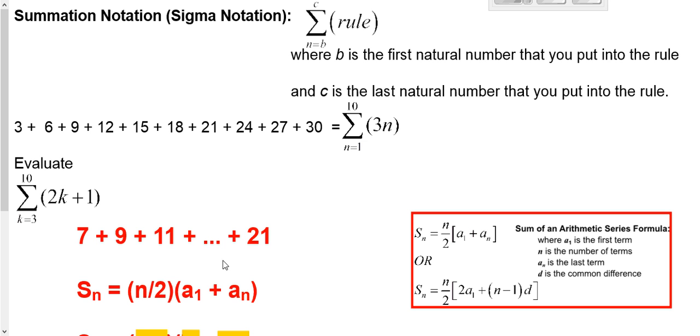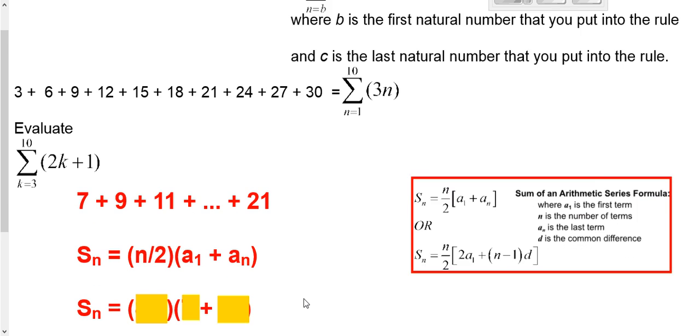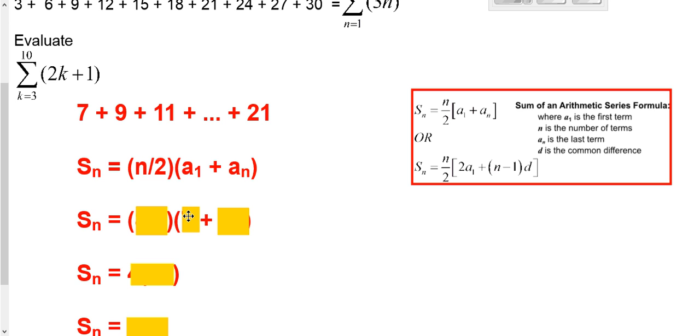This is an arithmetic series, so we can use our arithmetic series formula to figure out our sum. So our first term was 7. Our last term was the 21. Our number of terms. Well, if we started out with 1 on the bottom and went up to 10, that would be 10 terms. But we're not using the first two numbers, so that means there's only 8 terms. So n is 8. So we'd have 8 over 2, which is 4. 7 plus 21 is 28. And we multiply, and we can get our sum.